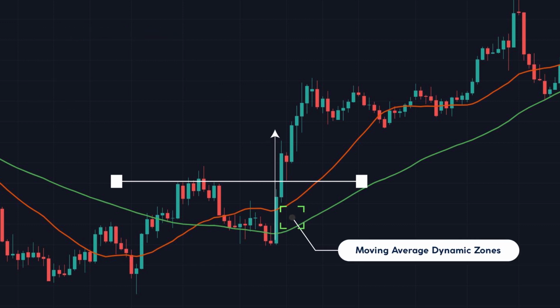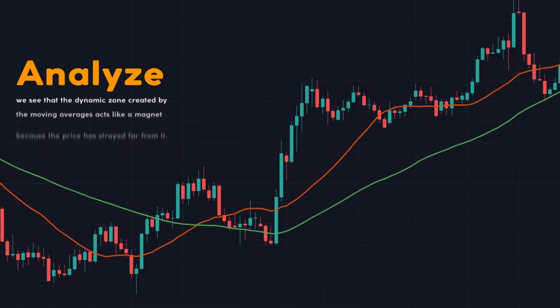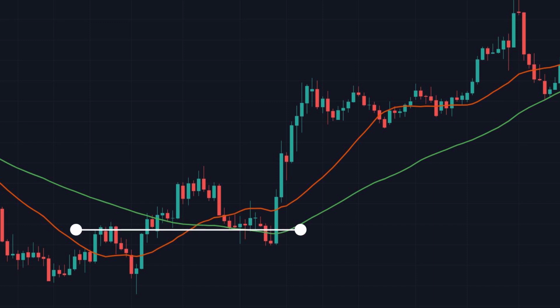In this example, we see that the dynamic zone created by the moving averages acts like a magnet because the price has strayed far from it. We see that price was also unable to go lower, which is one of the criteria of this strategy. We also see a breakout play here out of the wedge pattern indicated by these lines. A classic price action-based entry.